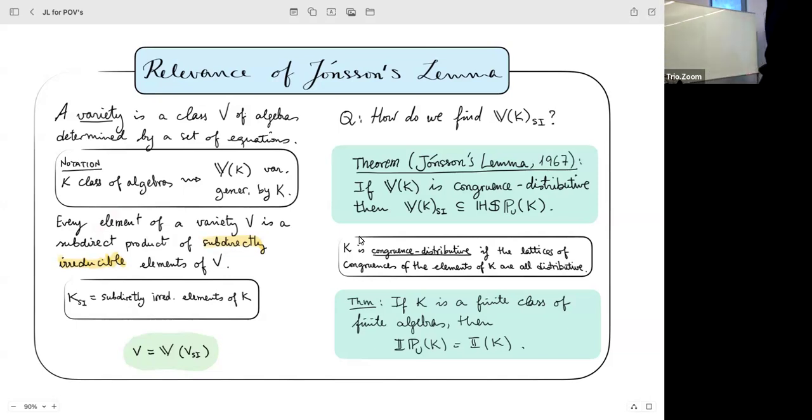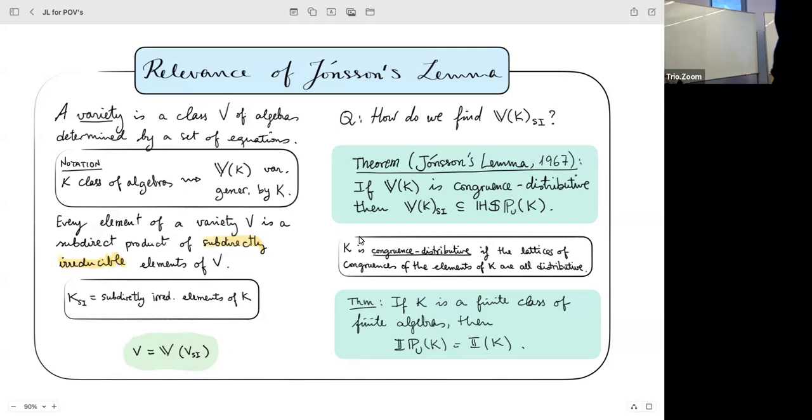And usually when we have a class of algebras K, we denote by V(K) the variety generated by this class of algebras. A typical example: if you have the Boolean algebra with two elements, you calculate all the algebras that satisfy the same equations as the Boolean algebra of two elements, and you have all Boolean algebras. So this is the class of algebras generated by the two-element Boolean algebra. It's the variety of all Boolean algebras.